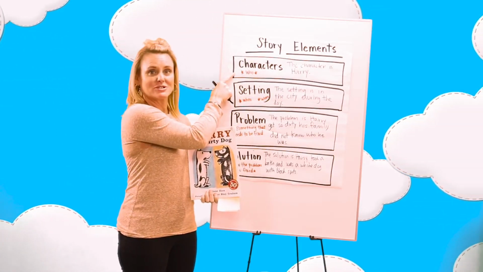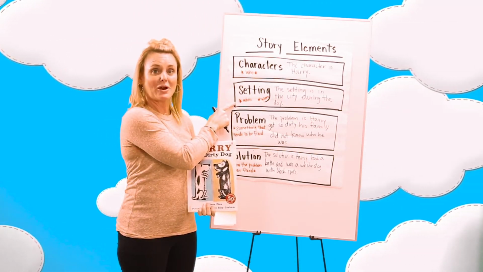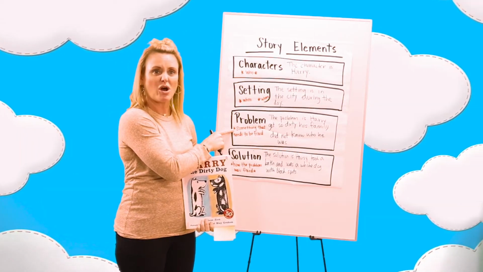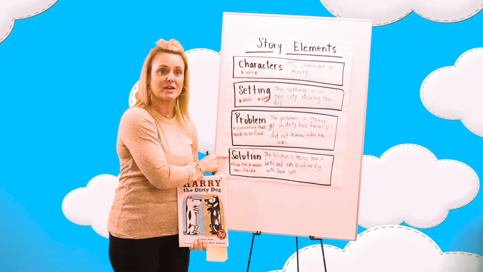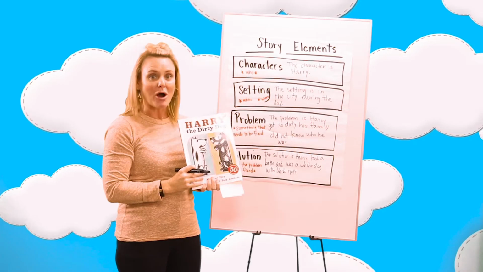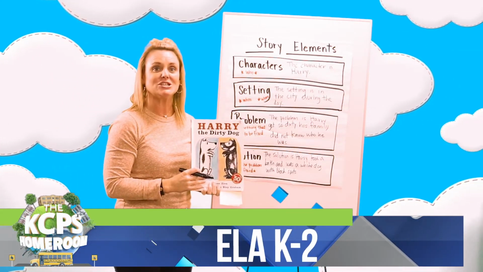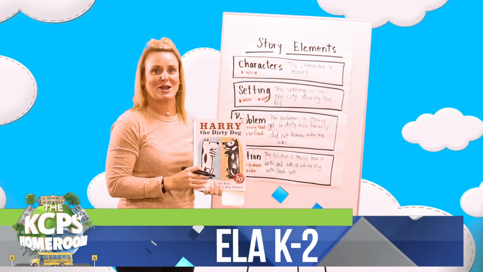They have characters, who is in the story. They have a setting, when and where does the story take place. They have a problem, something that goes wrong that they need to fix. And they have a solution, how they fix their problem. So when you are reading stories today and tomorrow and the next day, I want you to think about the story elements and teach your mom and dad and your brothers and sisters all about story elements.